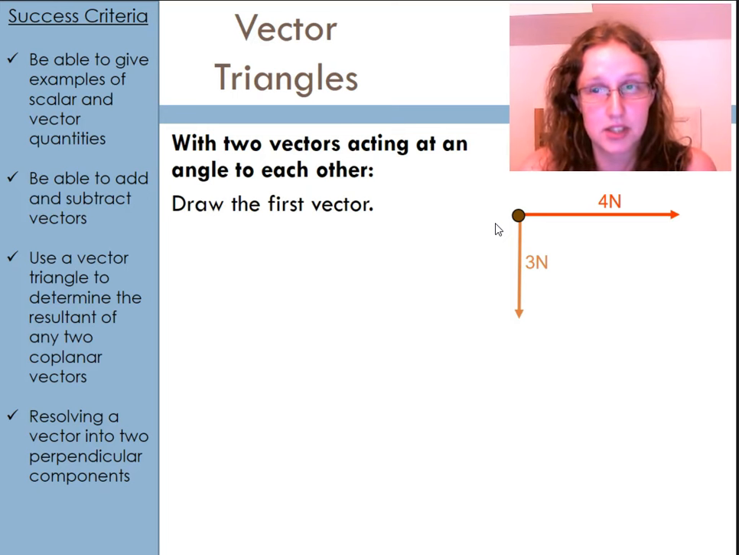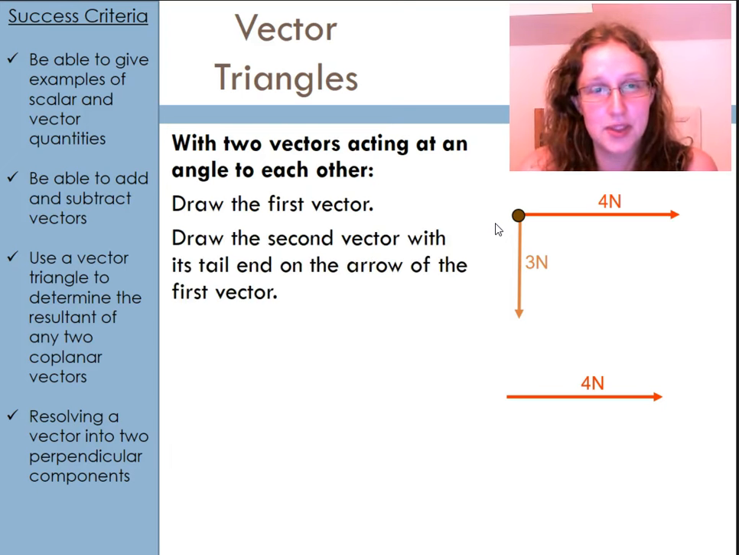I draw my first vector. So again, my first vector, my 4 newtons. I then draw my second vector with its tail end on the arrow of the first vector, kind of like I was talking about before. So let's just pop it on there. There we go. So that's my 2 vectors that I want to combine.